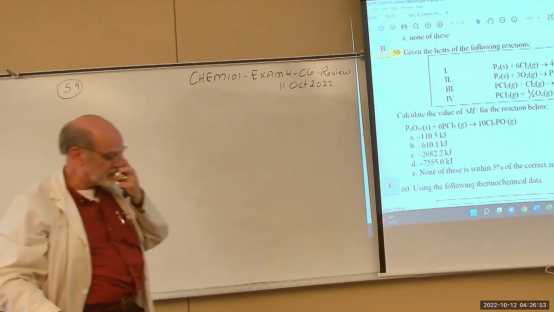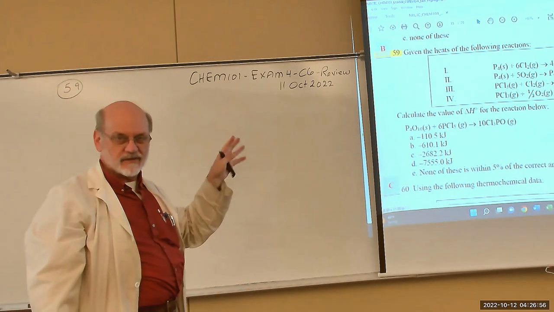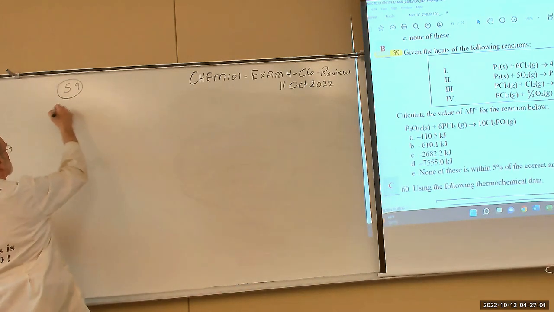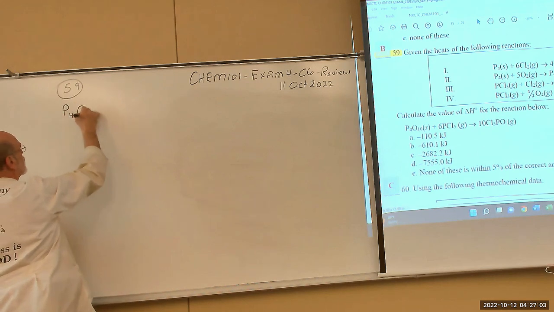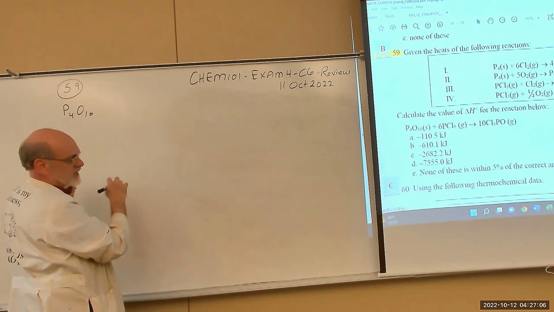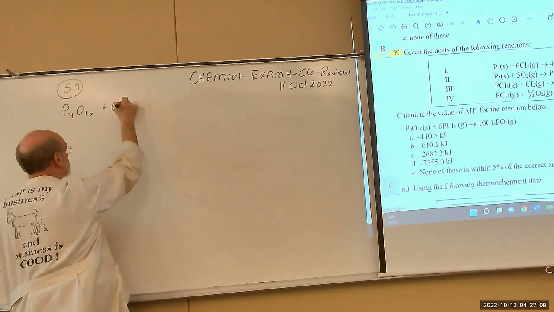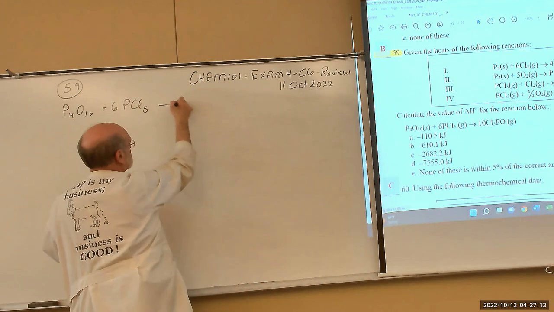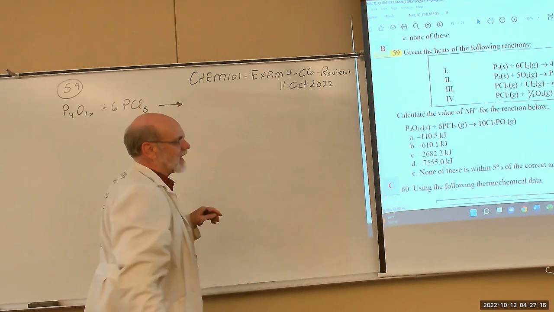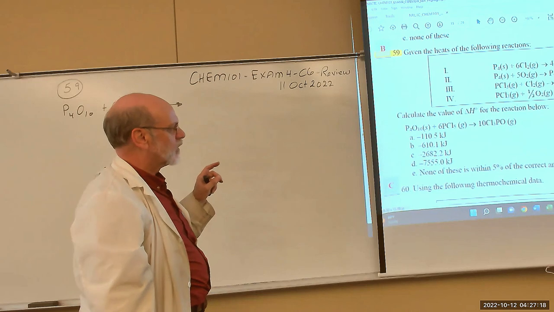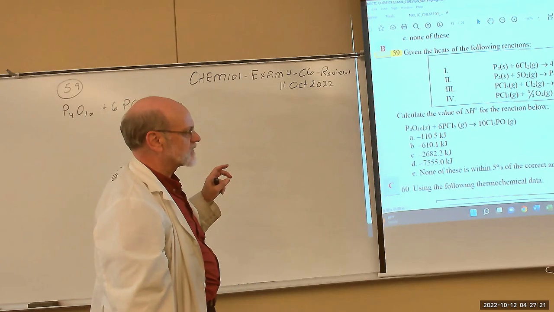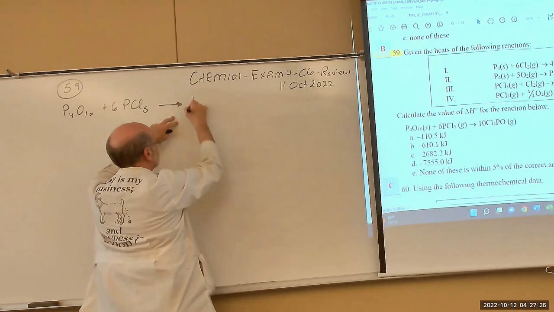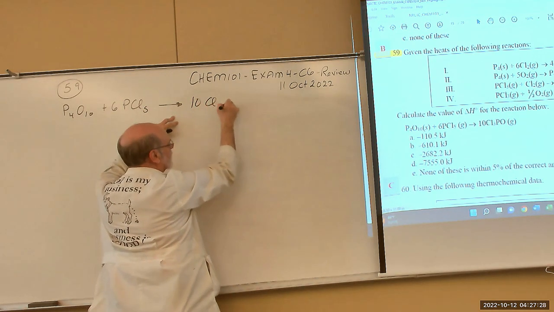So our target equation, and now you can't see a lot of it, but I think you can still see the target equation: P4O10 plus 6PCl5 yields 10Cl3PO. And for now, P4O10 is a solid and everything else is a gas.